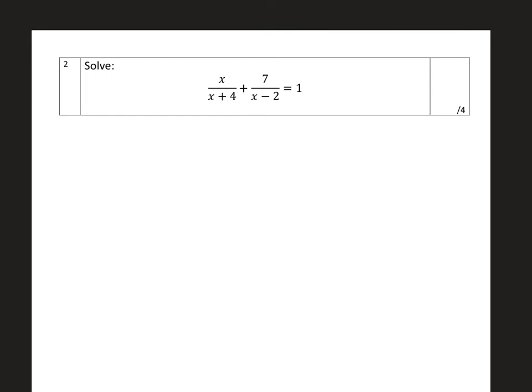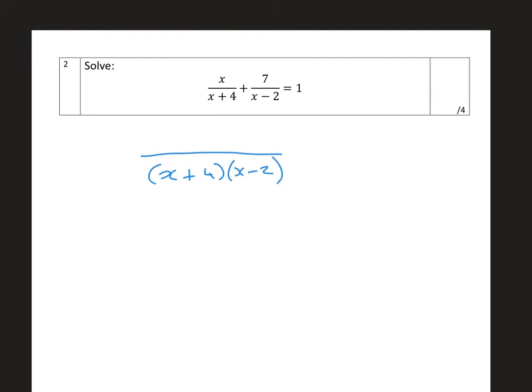Question 2. Solve x over x plus 4 plus 7 over x minus 2 equals 1. Well, I'm going to need a common denominator. So a common denominator would be x plus 4 times x minus 2.